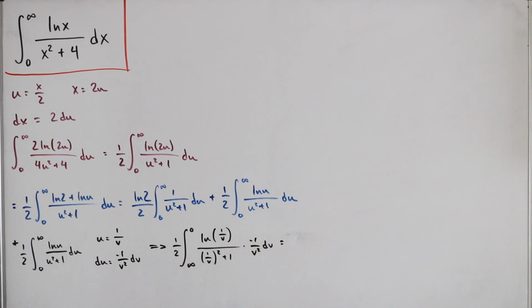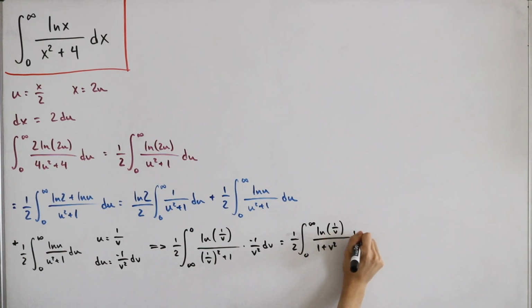Then what I do here is that we can now do some manipulation and cancellation. I have to switch the bounds, that's negative, and we already have a negative over here based on our differential substitution, so that's going to cancel. So let's see, 1/2, then the integral from 0 to infinity. Now that's going to be the natural log of 1 divided by v, and then divided by 1 divided by v squared plus 1. I'll just multiply by v squared, so that'll just become 1 plus v squared and then dv.